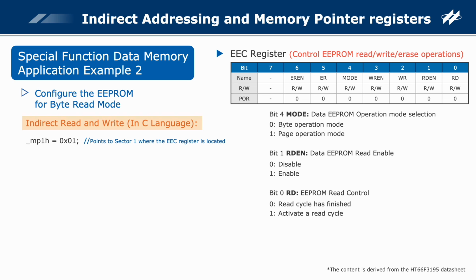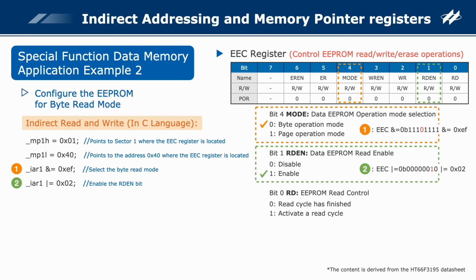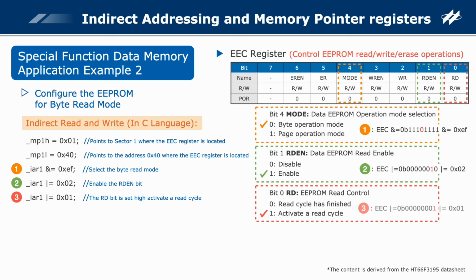First, point to sector 1 where the EEC register is located, and the specific address of the EEC register. And then select byte read mode, and enable the read control bit. Then, initiate the read cycle.